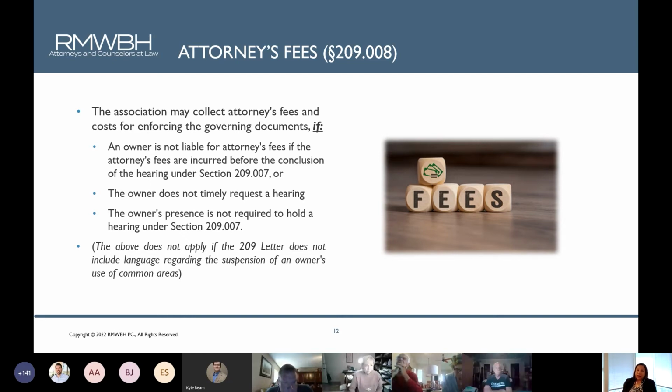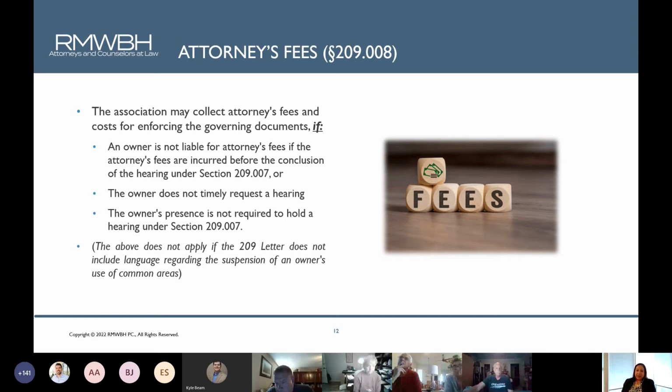it sends a 209 letter, and that 209 letter is different. The 209 collection letter is different than the 209 deed restriction letter. And this is kind of frustrating, and it's confusing. I will admit, I just think the legislature really kind of messed up on how this actually operates in the practical world. But in order to recover attorney's fees for assessments, if you're going to suspend privileges, you have to also give them a right to request a hearing. So let's walk through this.